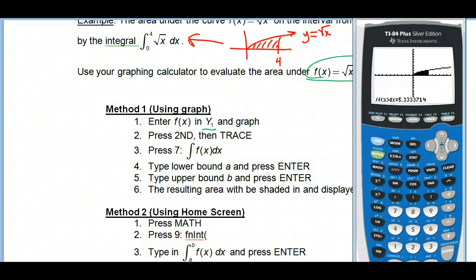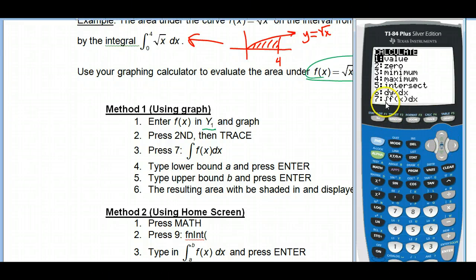Oh, I think the equals doesn't... Wait, highlight it. What do you think? How do you type second, trace? So we went second, trace. Right. Number 7 is the integral.